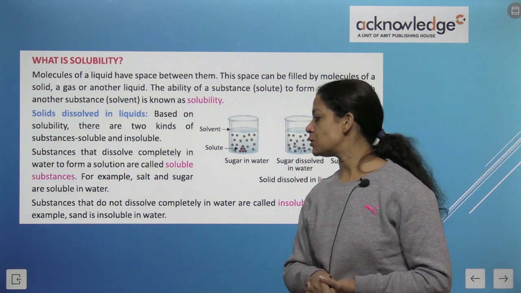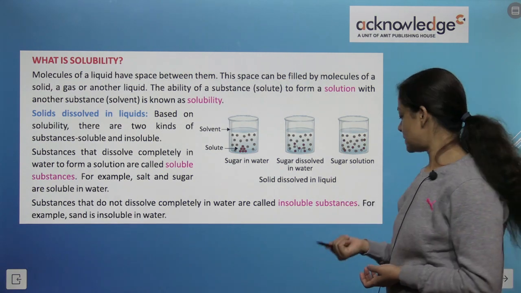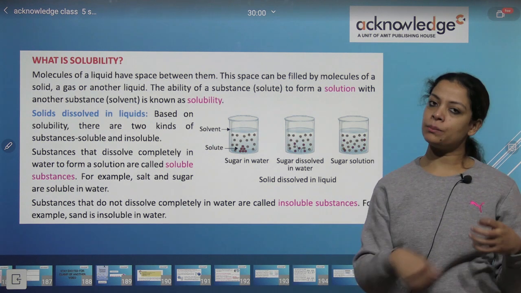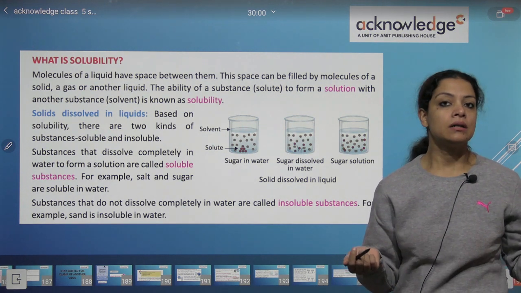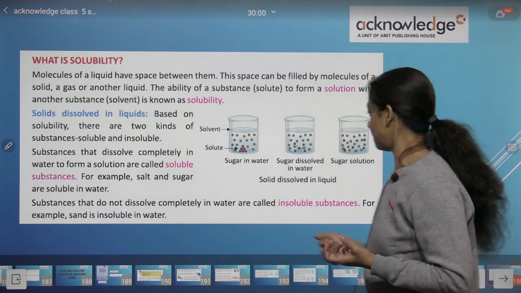Now substances that do not dissolve completely in water are called insoluble substance. So example, sand. Sand, water में आप keep on stirring it, sand will never be dissolvable in water. So that is an insoluble substance.